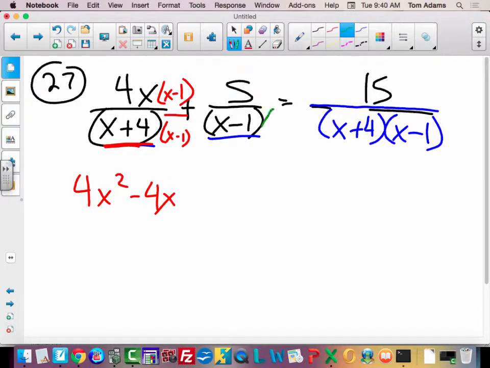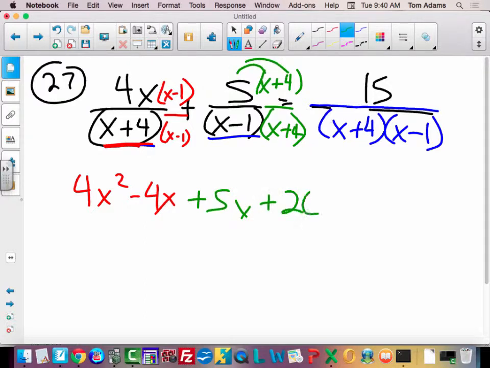What's this one missing? X plus 4, right? All over x plus 4. So I get plus 5x, because I got to distribute that through, plus 20. And then all this stuff equals 15, right? Is that right?